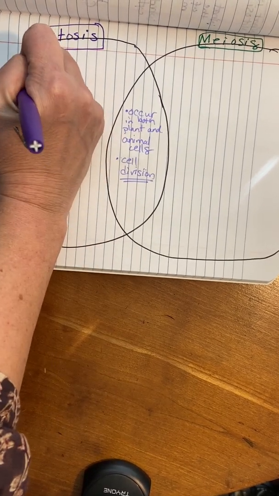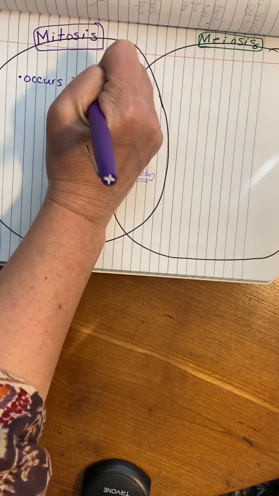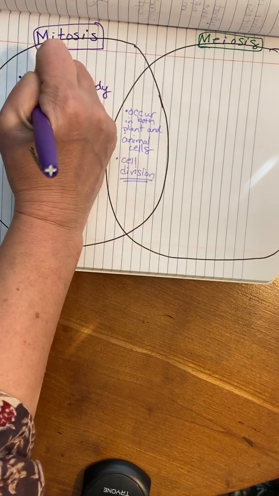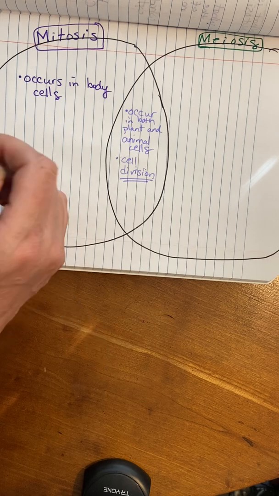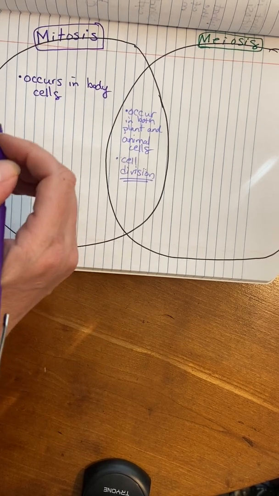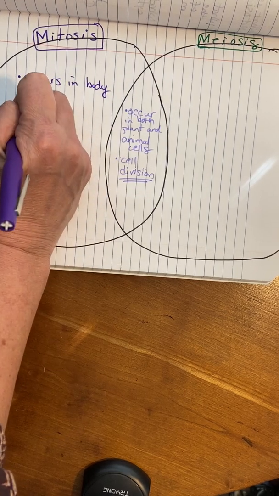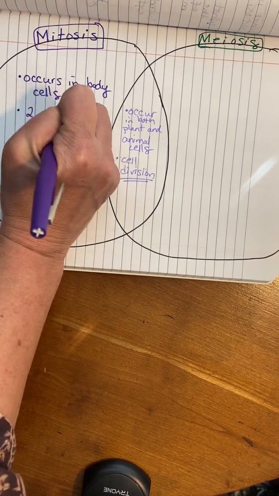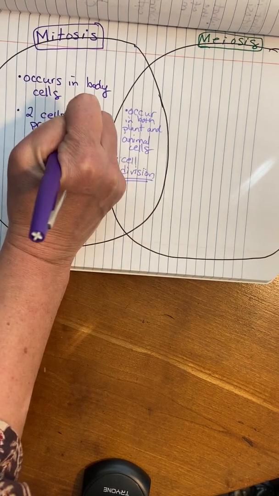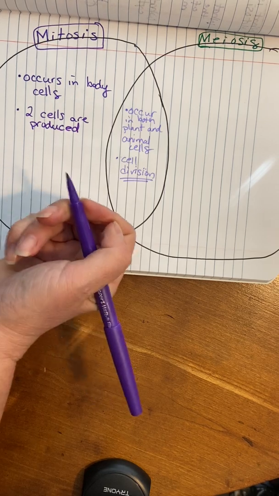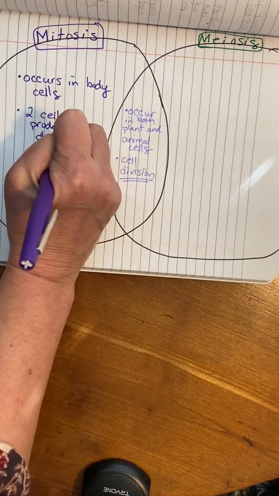So where does mitosis occur? It occurs in all your, we call them body cells. So basically that's every cell except your reproductive cells. So it's your skin cells, your muscle cells, some of your nerve cells. How many cells are produced at the end of mitosis? 2 cells are produced at the end. How many divisions are there? There's just 1 division. 2 cells, 1 division.